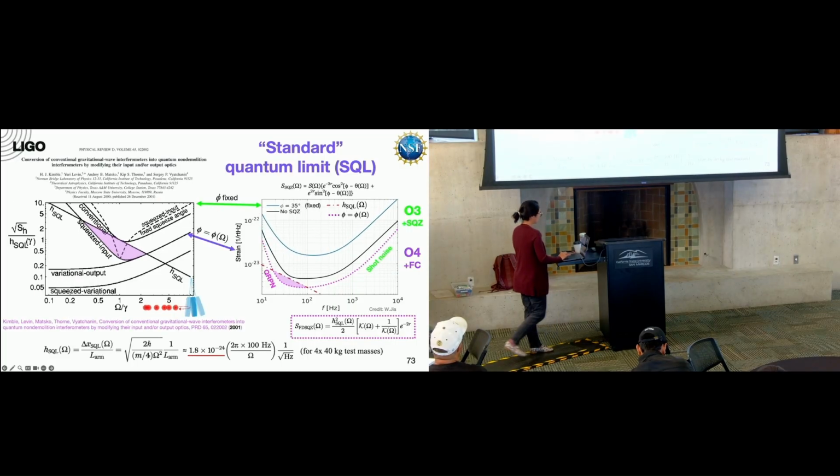So now let me go back a little bit to this SQL part here. As part of the SQL, right, you want to reduce the noise to the minimum possible at all these frequencies.